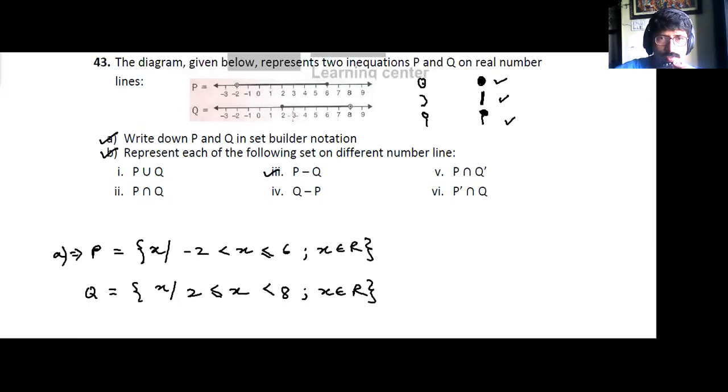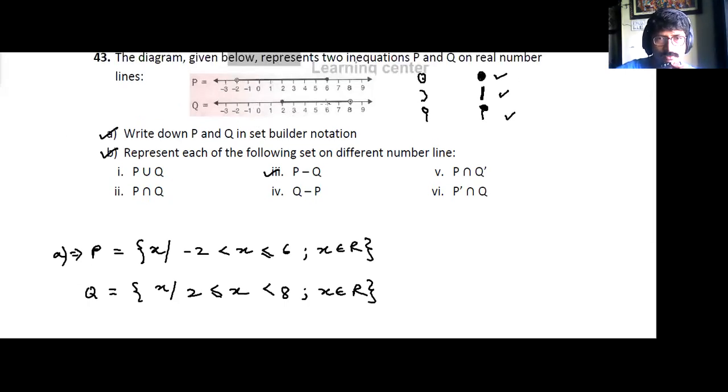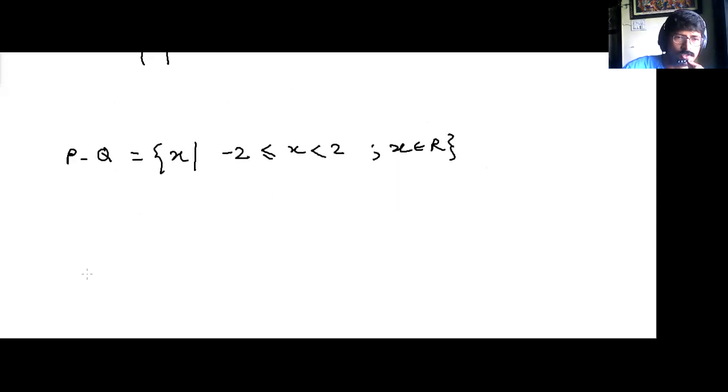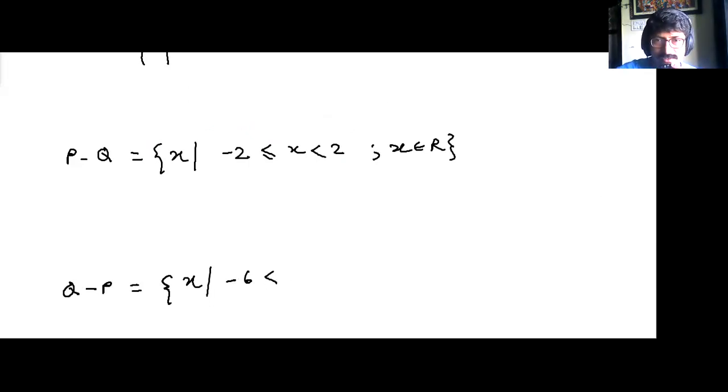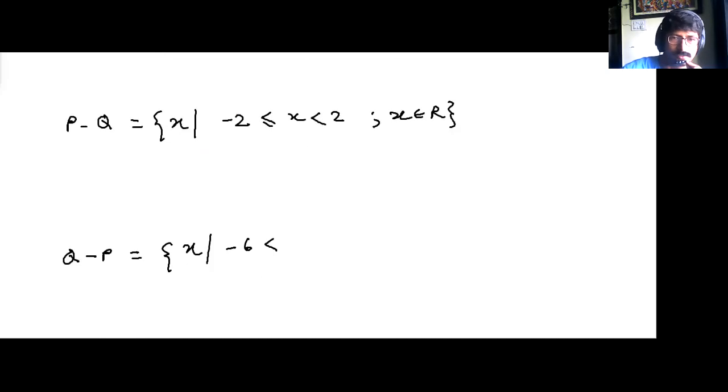From set Q, remove the elements of P. So if you remove the elements of P, these elements 2 to 6 will get removed. So what will be left over? From 6 to 8. That's it. And Q minus P will become X such that... I forgot something. It was 6 to 8, right? Yeah, 6 to 8. Positive 6 less than X less than 8, both exclusive, and X belongs to real number. I hope you got that, how I got this P minus Q and Q minus P.